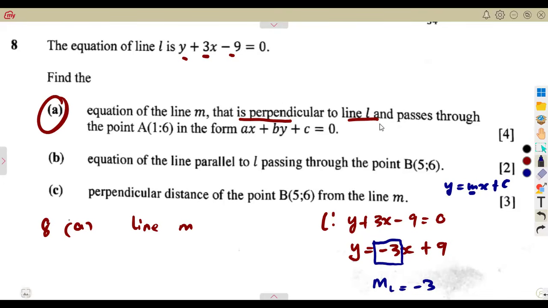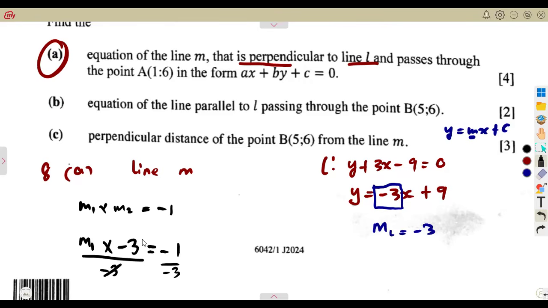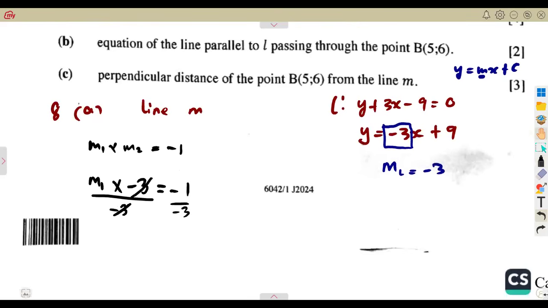So if we are told that these two lines are perpendicular, it means we are going to consider that for perpendicular lines, the product of the gradient of the first line and that of the second line must be equal to minus 1. The gradient of this line M we do not know, but we know the gradient of this other line L, which is minus 3. The product is supposed to give us minus 1. So by dividing by minus 3, you obtain the gradient of the line whose equation you are supposed to calculate. So we have got the gradient.